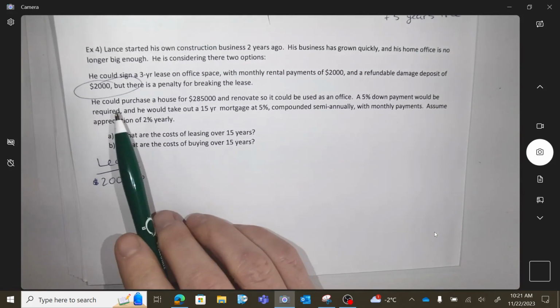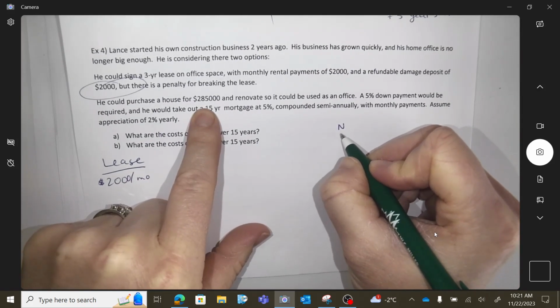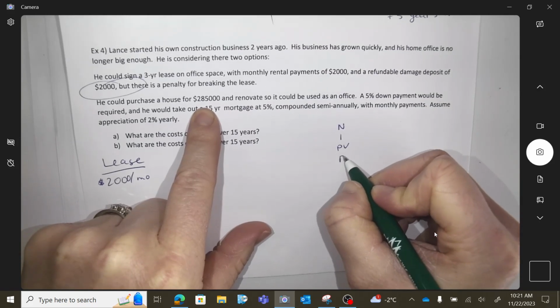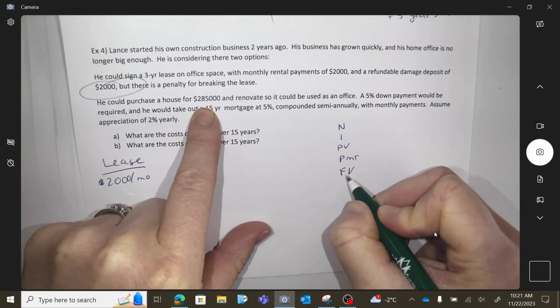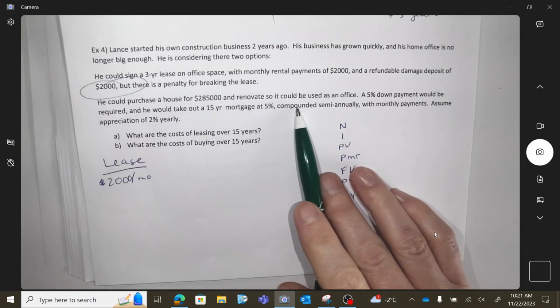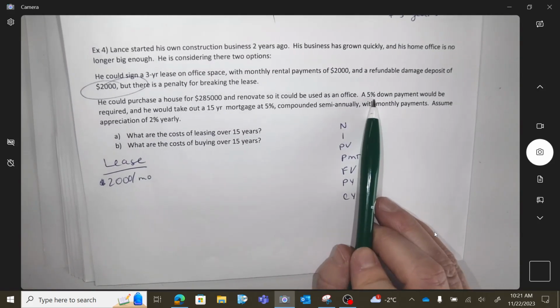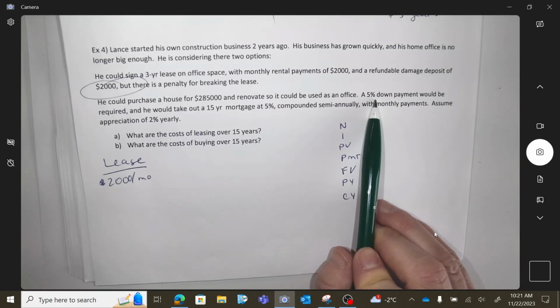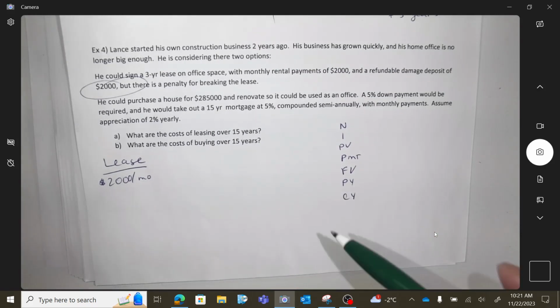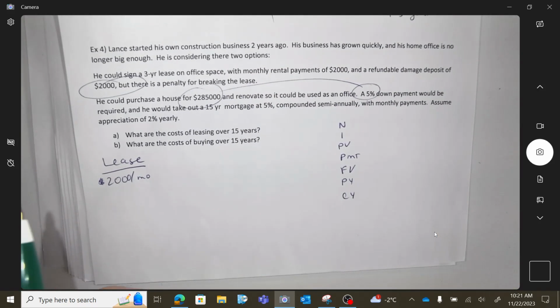Okay, so he could purchase this house. So we're going to be doing a house purchase. He could purchase this house and renovate it into an office. He has to put a 5% down payment on it. So I need you to do times that. Give me a down payment.